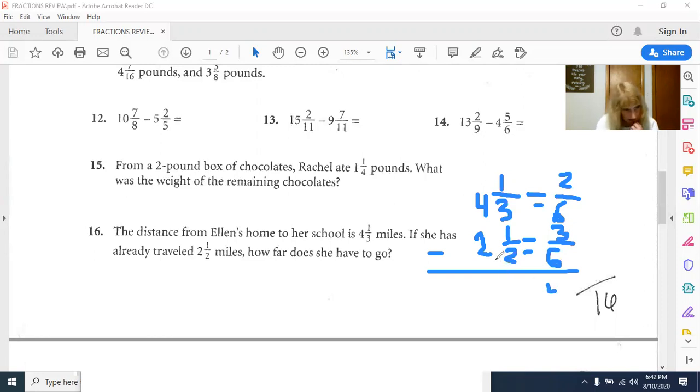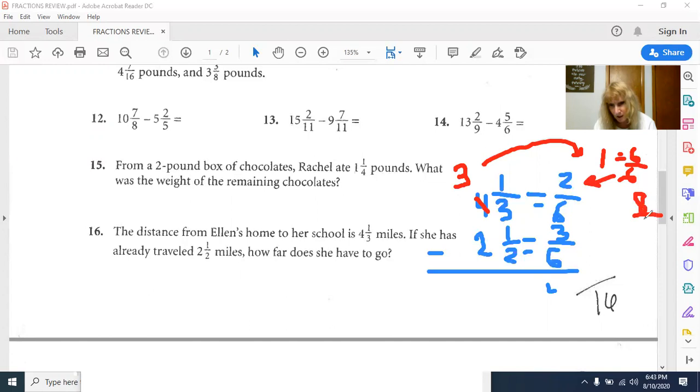So now we've got a 3 and a 2. So we have to borrow. Look, I'm on the wrong problem there. So this becomes a 3. I'm bringing over 1, which I'm going to rename as 6/6. And I'm going to add it to the 2 that's already there. And I'm going to get 8/6 now. And I'm going to subtract 8/6 from 3/6. And I'll let you take that one from there.